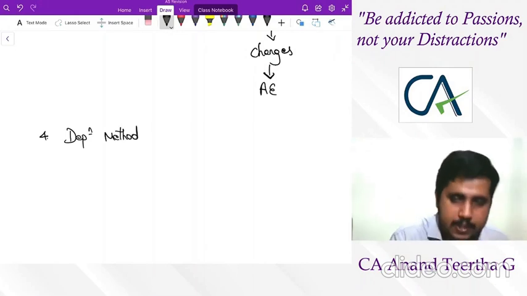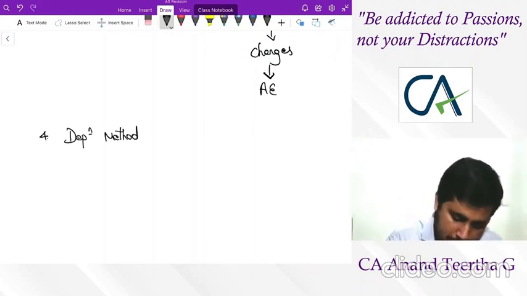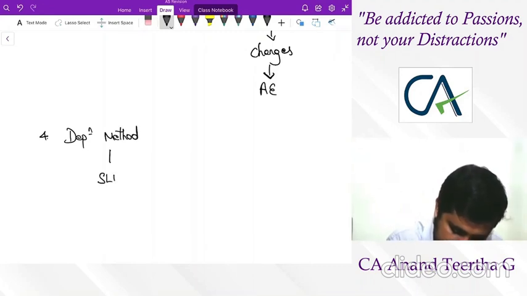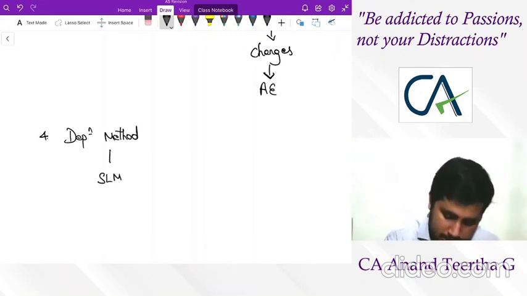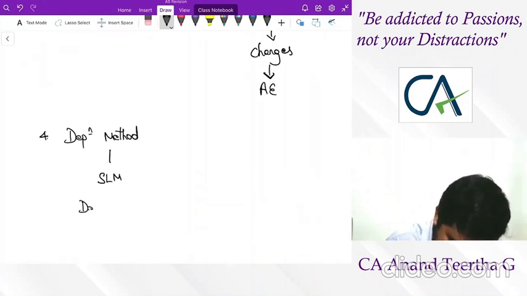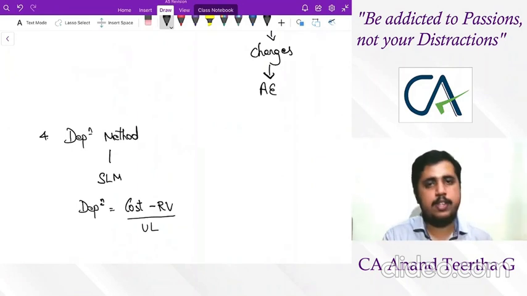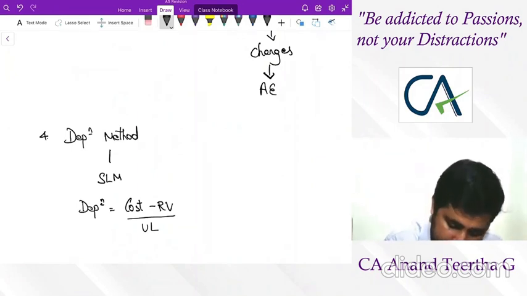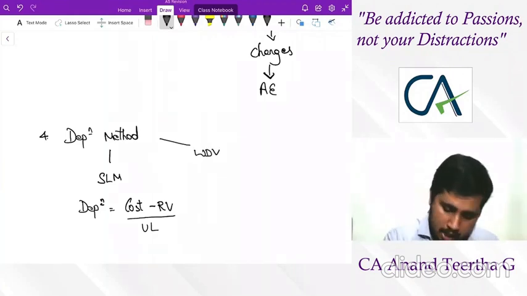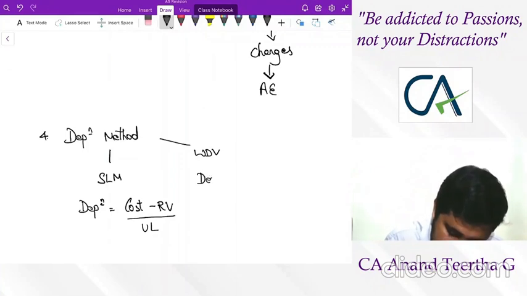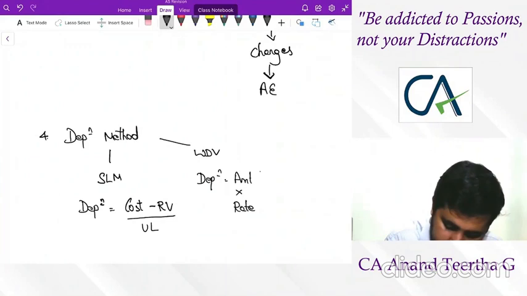What method is prescribed by the accounting standard? Number one, SLM is prescribed, straight line method. How do you calculate depreciation? Depreciation is basically cost minus residual value divided by useful life. This is SLM. Second, WDV, written down value method, diminishing balance method. How do you derive depreciation here? Depreciation is basically amount into rate, written down value into rate.